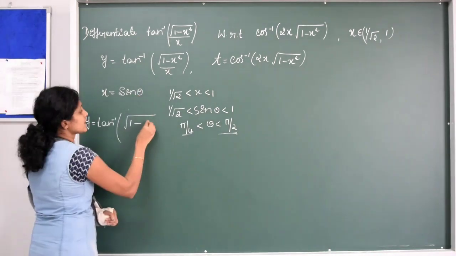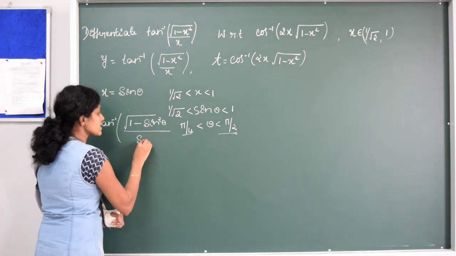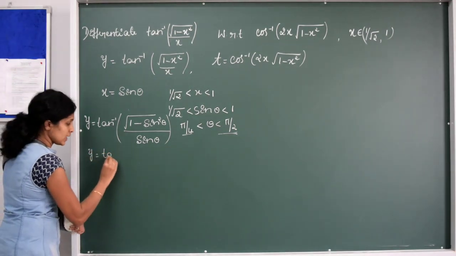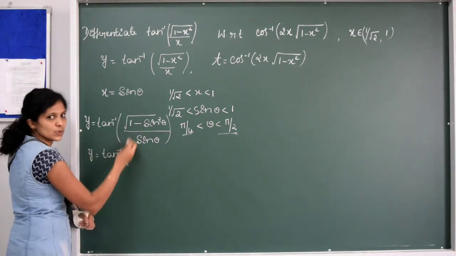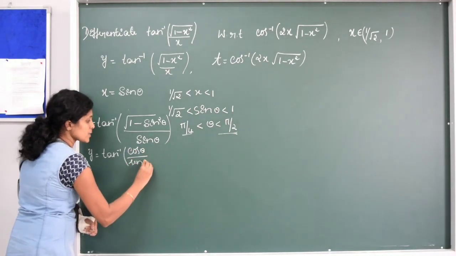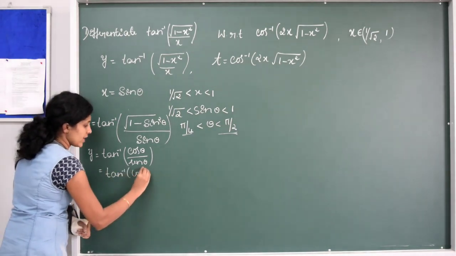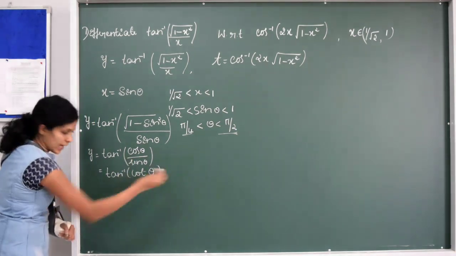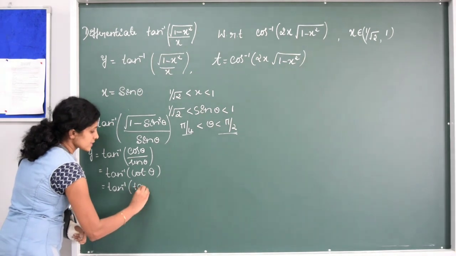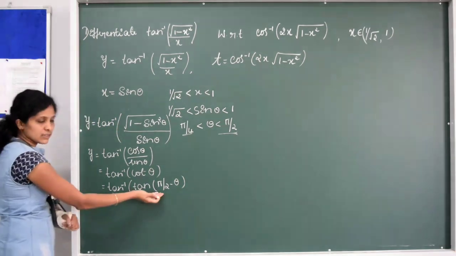X is now sin theta, so this will be sin square theta divided by x, which is sin theta, right? So y is equal to tan inverse of root of 1 minus sin square theta, which is cos theta, divided by sin theta. So cos by sin will be cot. So this one we can write as tan inverse of cot theta, right? So we need to convert cot into the tan form. So this can be written as tan inverse of tan of pi by 2 minus theta. Is it clear? Can we write this as pi by 2 minus theta?